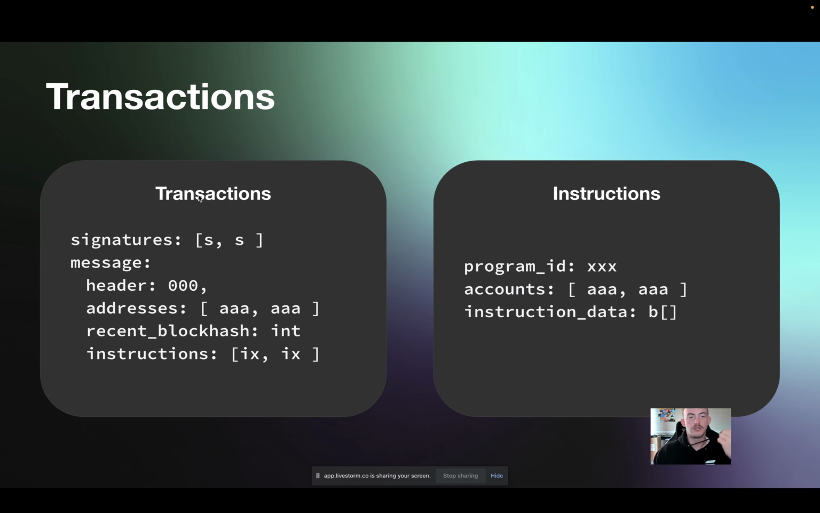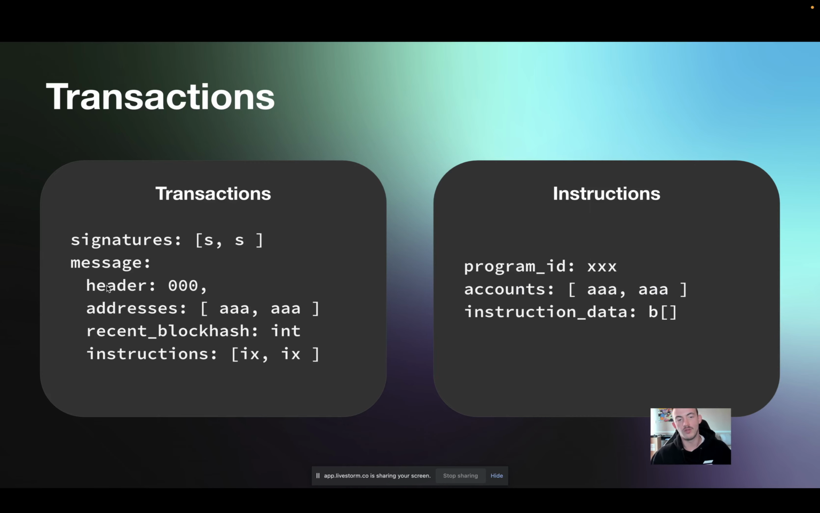So on the left, we have a transaction. The transaction has a list of signatures and then a message. The list of signatures are just hashed versions of that transaction, hashed by your private key. So we talked about signing earlier. Those are just signed transactions. The network is going to take a look at those, and depending on what program you send the instructions to, it's going to make sure those signatures are valid.